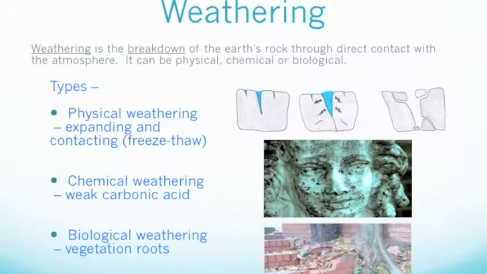So to start us off then, weathering. Weathering is the breakdown of the Earth's rock through direct contact with the atmosphere. It can be physical, chemical or biological. So if you look underneath, we've got an example of each.